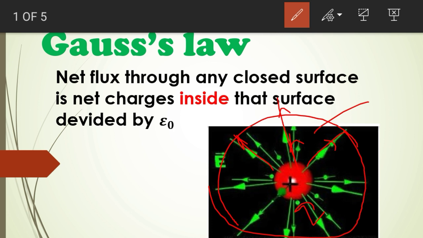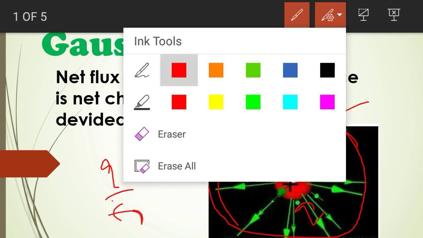The charge q is inside it. Then the total number of lines of force through the surface will be equal to the total charge inside divided by epsilon 0. So total flux will be q divided by epsilon 0, right?